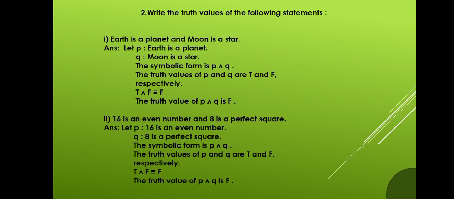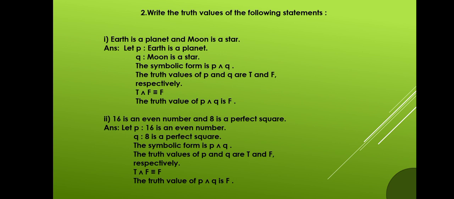Write the truth values of the following statements. Earth is a planet and Moon is a star. Answer. Let P be, Earth is a planet. Q be, Moon is a star. The symbolic form is P and Q. The truth values of P and Q are T and F, respectively. T and F is equivalent to F. Thus, the truth value of P and Q is F.